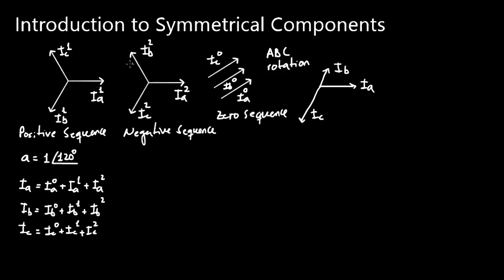So again, we're basically saying we're going to decompose this set into these three sets, and then the phase currents are going to be equal to the summation of the sequence components, such that IA, for example, is equal to the zero sequence IA quantity, the positive sequence IA quantity, and the negative sequence IA quantity. Now in these, again, IA and IB and IC are balanced for the zero sequence, and they're balanced for the positive sequence and balanced for the negative sequence.